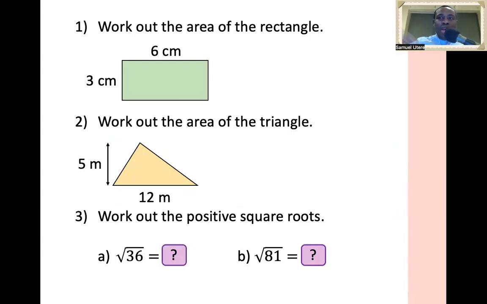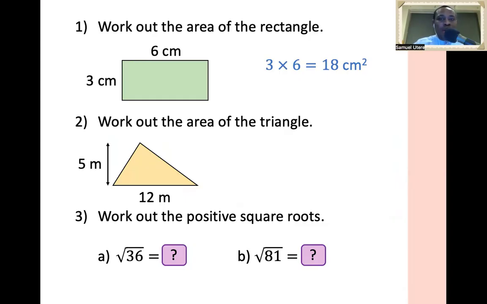Before we start, I would like you to pause the video and answer the retrieval practice questions in 3 minutes. Assuming you've paused the video and you've answered the retrieval practice questions, here are the answers. Let's discuss them. So for the first one, you were asked to work out the area of the rectangle. The area of a rectangle is length times width. So 3 times 6 is equal to 18 square centimeters.